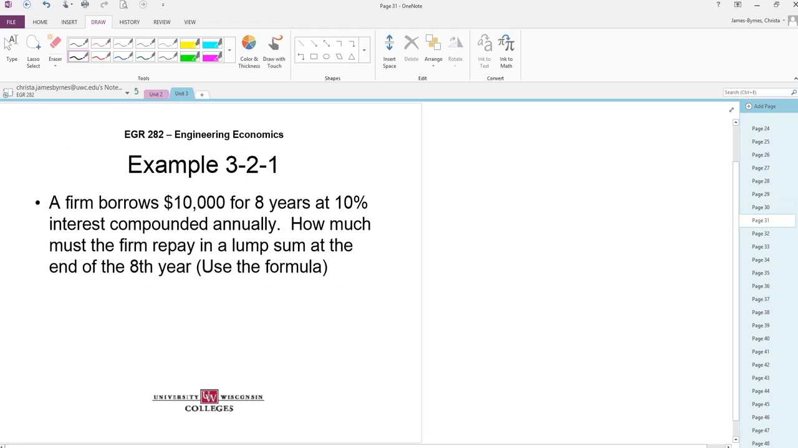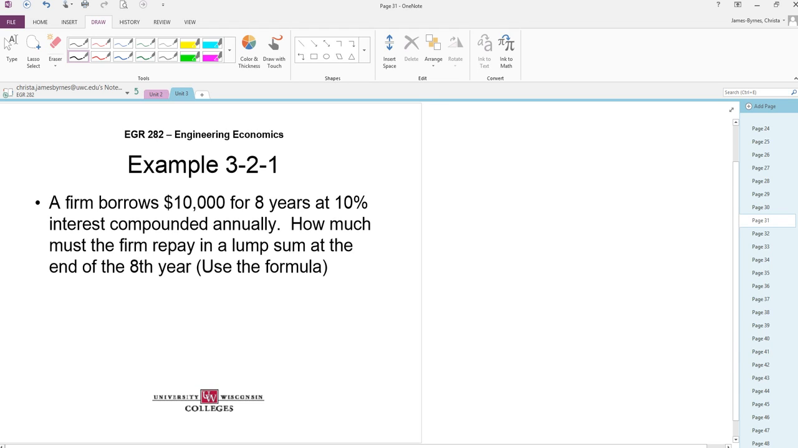A firm borrows $10,000 for 8 years at 10% compounded annually. Oh, that's an easy one, right? Super easy, it's compounded annually. How much money must the firm repay in a lump sum, one payment, after the 8th year?